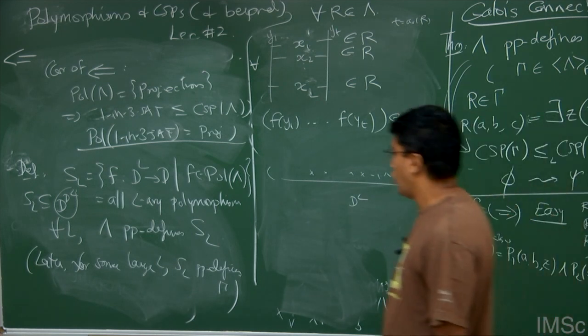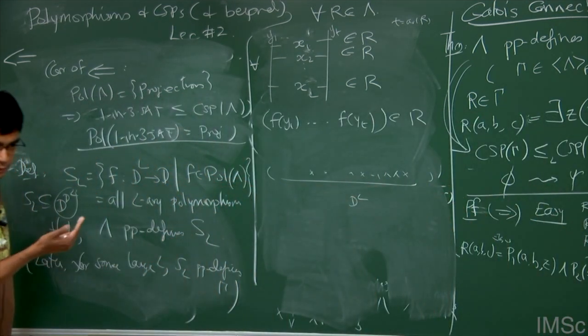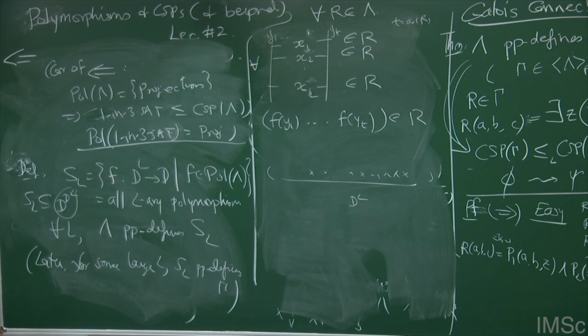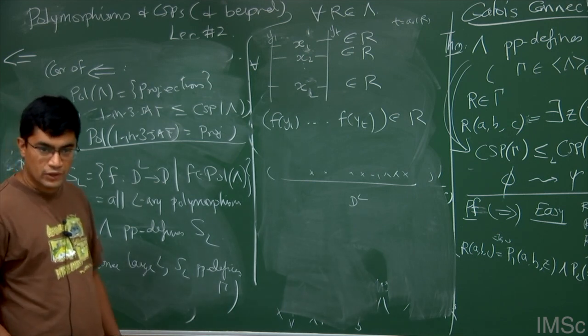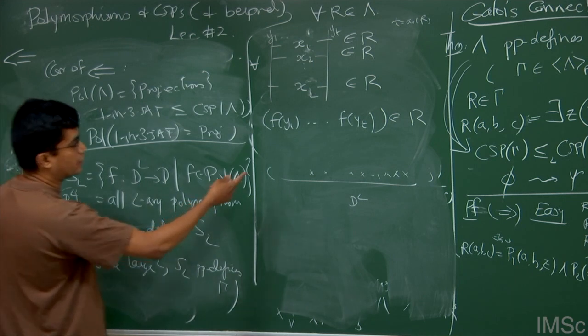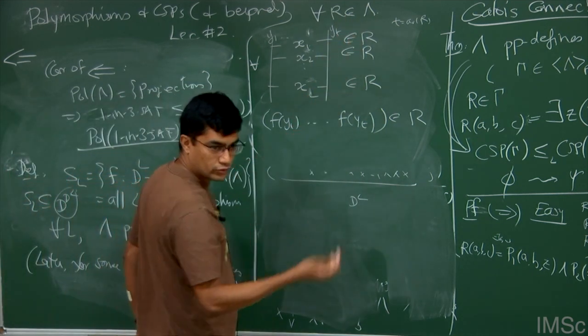This is like a long code kind of gadget which we use in approximation. Somehow it was discovered in this community also for an independent reason. This is true for every R, and therefore you just write down this collection of constraints for every R, and you get this.